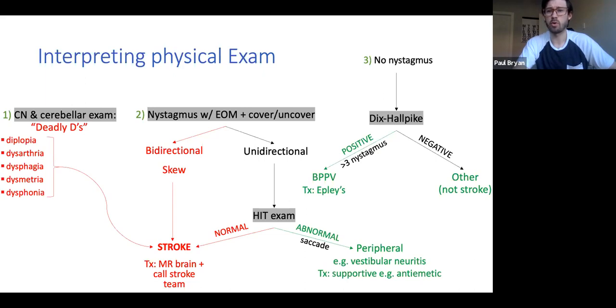It would be abnormal to see papilledema in a peripheral cause of vertigo like BPPV or Meniere's disease. So that last question was Meniere's disease as well.